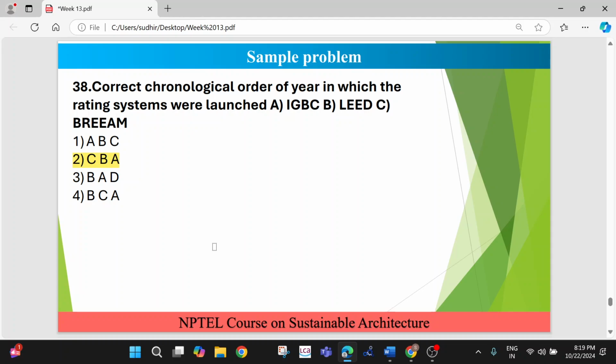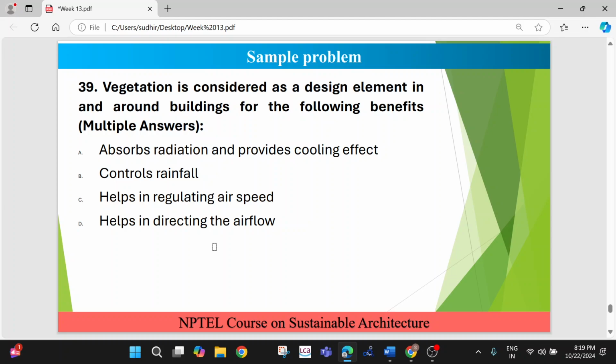So let's move to the next question, question number 39. Here is question number 39. Vegetation is considered as a design element in and around buildings for the following benefits. What benefits can it provide? It is also again multiple type of questions that can be asked. So you have to choose the options which are correct out of the four options.